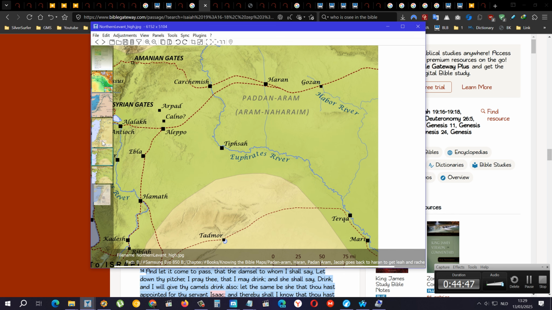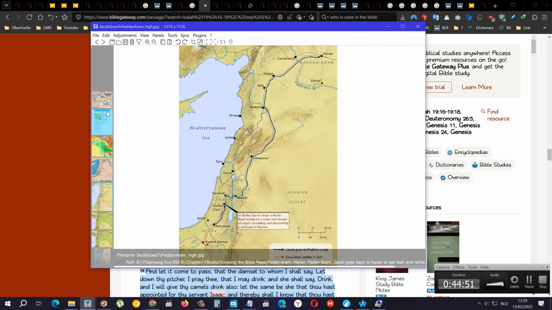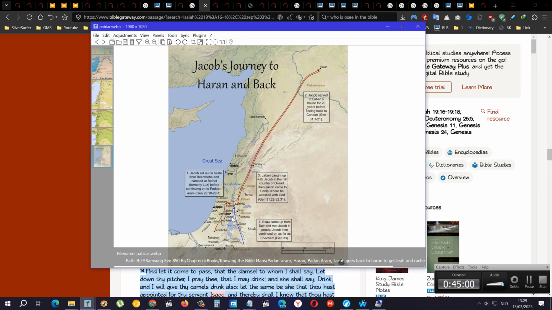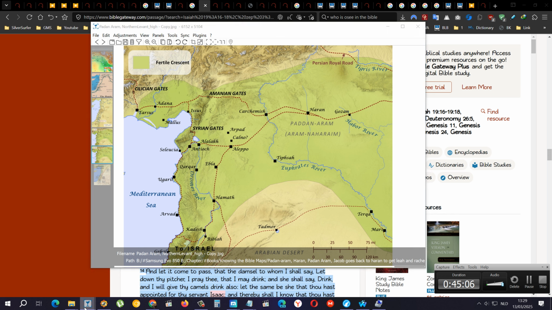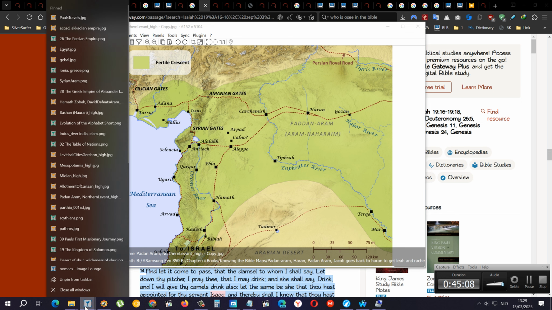Let me see something. Yeah, Haran here. You can see it here, but it's another one over here. Jacob went to get his wife there and then came back. But that's not what I want. Mesopotamia here.